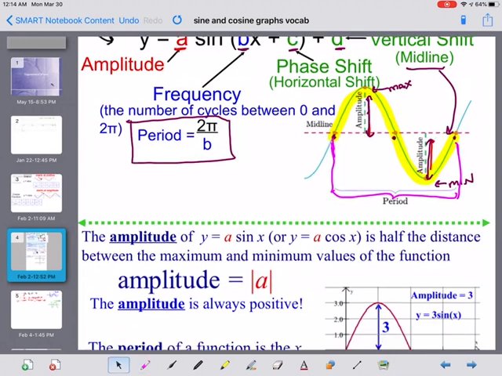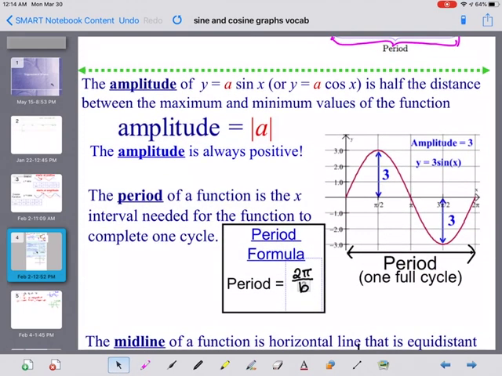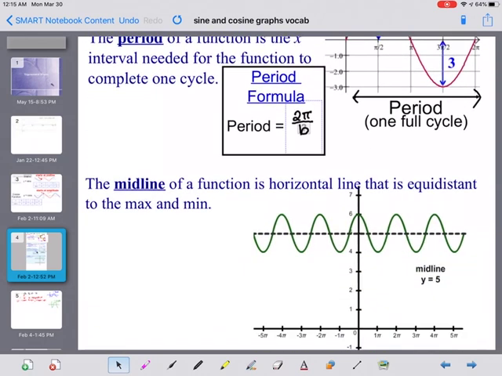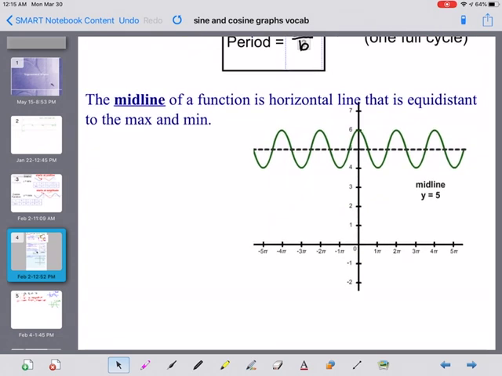Okay, so now we're going to write down some of that vocab. The amplitude is half the distance between the maximum and minimum values. Amplitude is always given as a positive number. That's why we see it in the absolute value. The period of a function is the x interval, so that's just how far across it takes for it to do one full cycle. So a full cycle is like what we graphed when I showed you on the board. The period formula is period equals 2 pi over b. Okay. And again, pause it at any point to take notes.